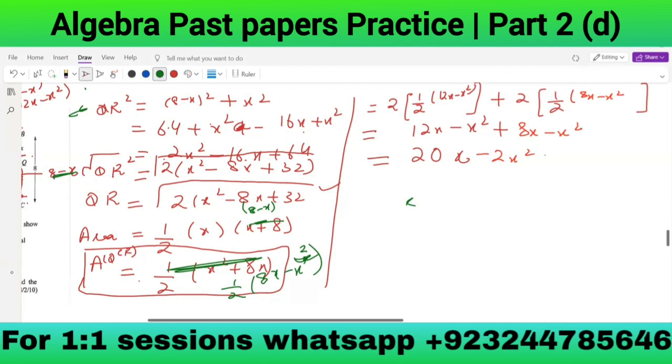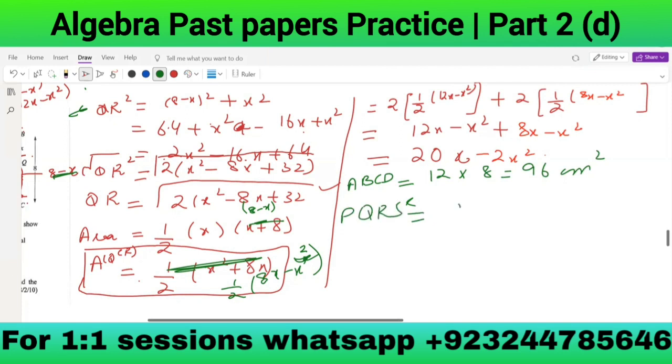What should be the area of the big triangle? One side was 12, the other side was 8. Yes, 12 multiplied by 8. It is a rectangle ABCD, and it should have area 12 into 8, which is equal to 96 centimeters square.